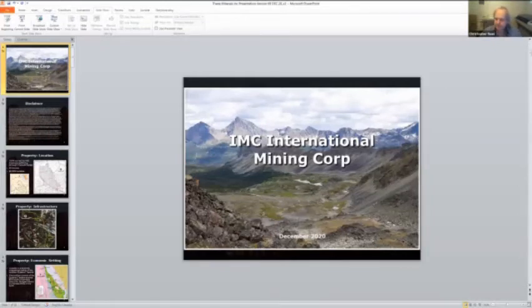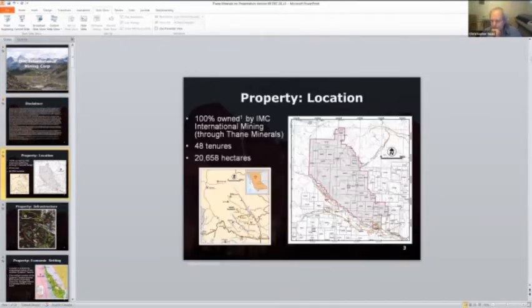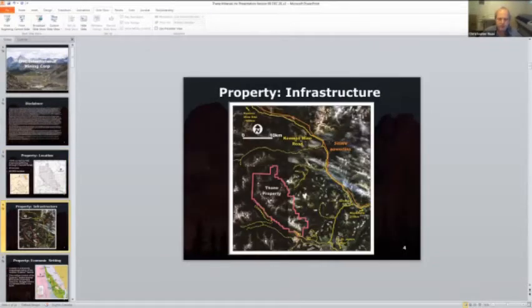So what we've got, the Thane property is approximately 20,000 hectares. It's located up in North Central BC, 48 tenures. What's nice about this location of the property is that it is close to the infrastructure. Although there aren't roads that actually go deep into the property, they do go on the outskirts of the property. The main line that's just 12 kilometers off the side is the main line that goes up to Chemist with the power line. Right next door.